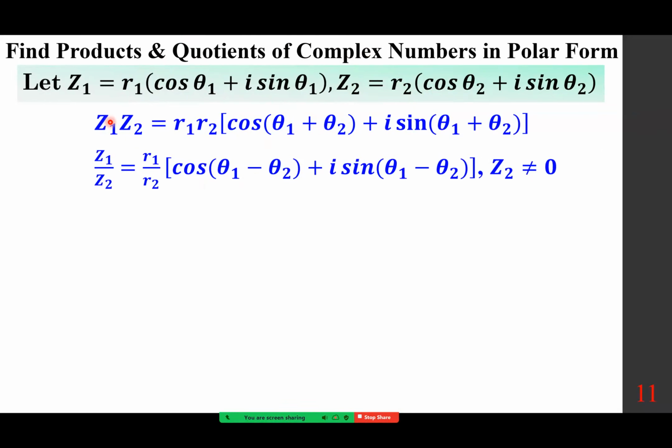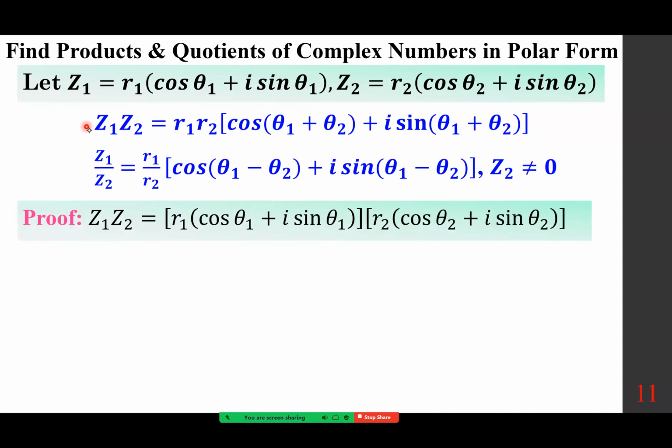So let's look at the proof of one of them. For example, let's look at the proof of the product. We just distribute. First I'm going to write r1 times r2 and put it out front. Now, cosine theta 1 times cosine theta 2. Cosine theta 1 times i sine theta 2, and we're going to put the i first. Then i sine theta 1 cosine theta 2. Then i times i, which we're going to write as i squared for now, sine theta 1 sine theta 2.